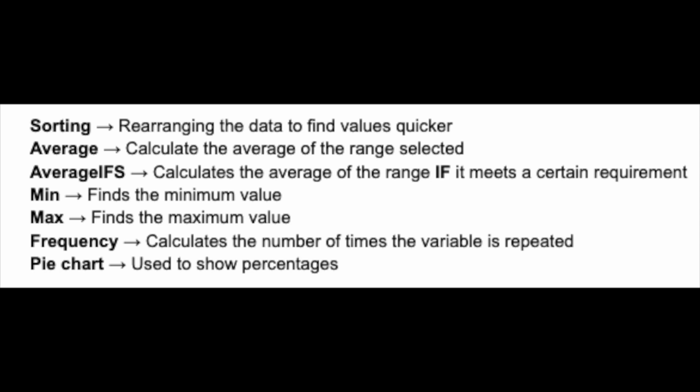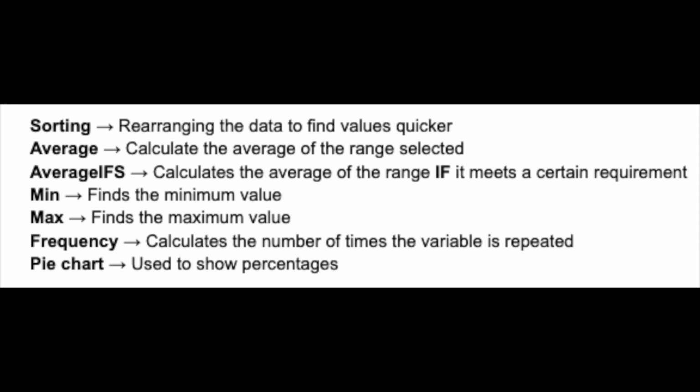The sorting function rearranges the data to help us find the values quicker. The average function calculates the average of the selected range. The average ifs function calculates the average of the selected range if it meets a certain requirement. The minimum value finds the minimum value of the selected range, and then the maximum value finds the maximum value of that range.